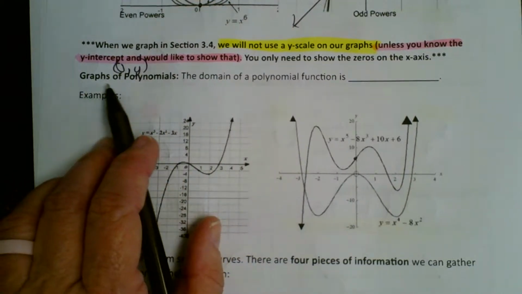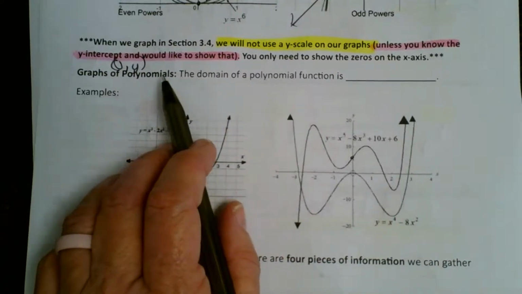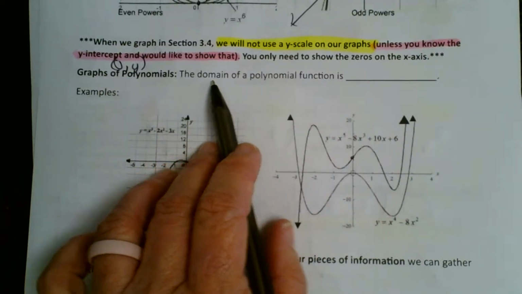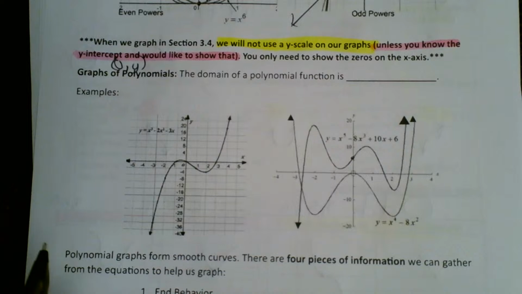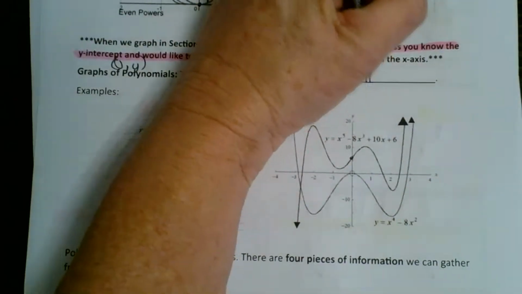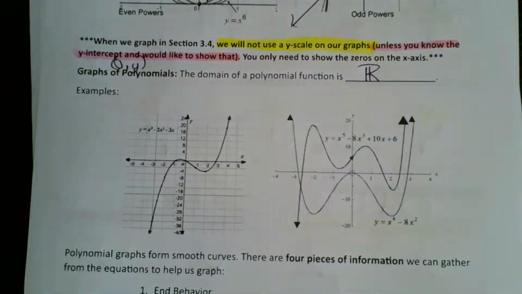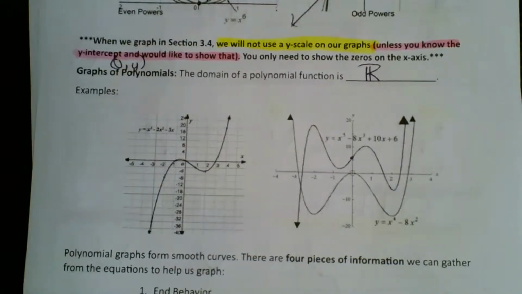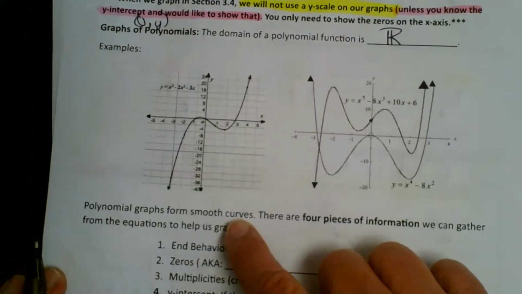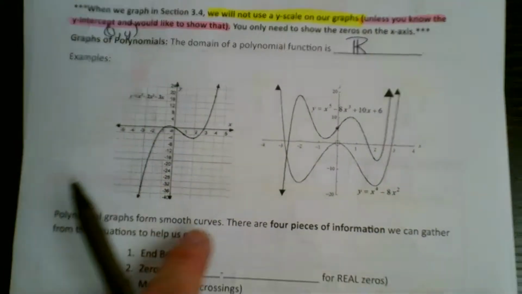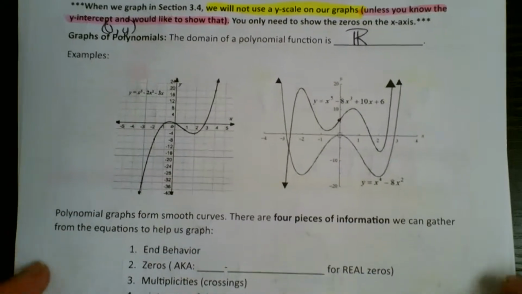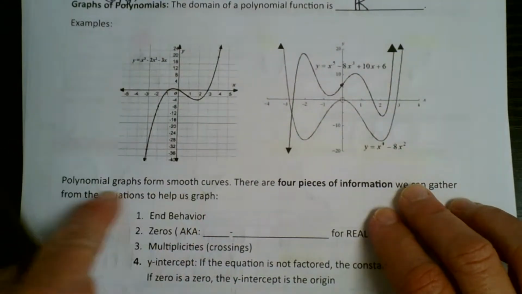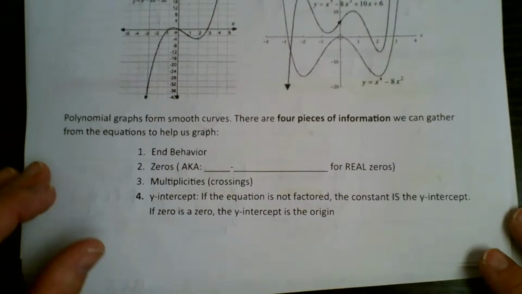So, graphs of polynomials. The domain of a polynomial function is what? It's all real numbers, because in a polynomial function, x is never in the denominator and x is never under a square root. So we have no domain restrictions, all real numbers. They are continuous, smooth curves. There are 4 pieces of information that we can gather from the equation to help us in our graphing.